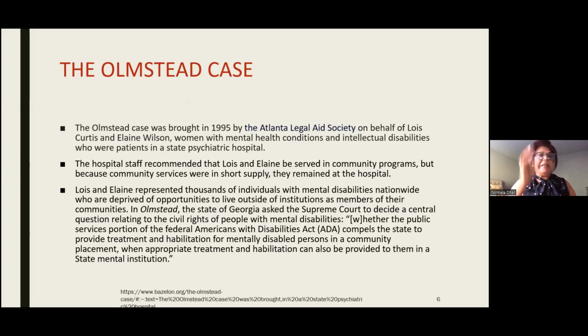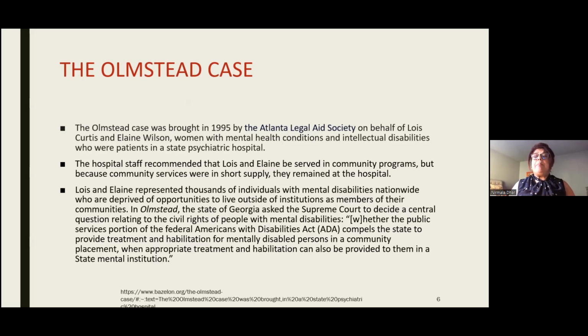I just want to tell you a little bit about Olmstead, because I love Olmstead and what Olmstead did. This case was brought forward in 1995 by the Atlanta Legal Aid Society on behalf of Lois Curtis and Elaine Wilson, two women with mental health and intellectual disabilities who were patients in Georgia State Psychiatric Hospital. They had spent most of their lives in that hospital. The hospital staff recommended that Lois and Elaine be served in community programs, but because the community services were in short supply, they remained hospitalized, or should I say incarcerated, which was a violation, they thought.